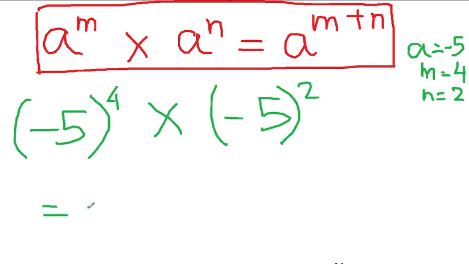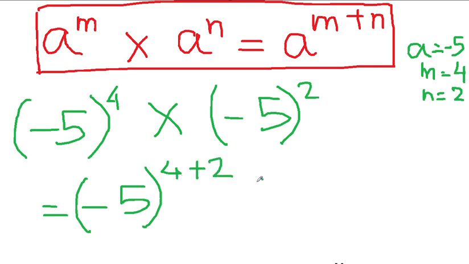What will be my answer? My answer will be negative 5 to the power of 4 plus 2. That is negative 5 raised to the power of 6. Either you can put the bracket or you cannot put the bracket. If you write it like this, that's still correct. If you put the parentheses, that is still correct, okay? So either way is correct. Now in case you want to find out the value, what will you do in that case?